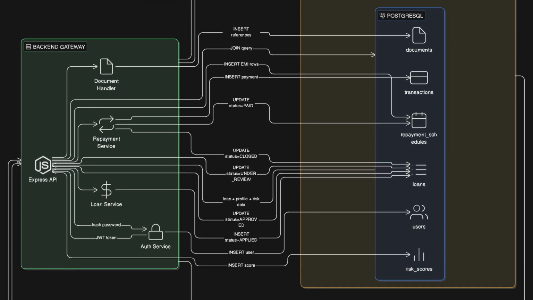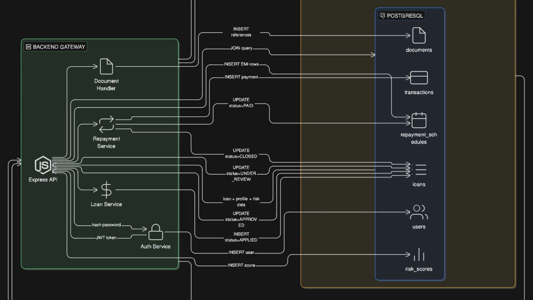First, the auth service hashes the password, generates a JWT token, and inserts the user into the users PostgreSQL table. Next, the document handler logs the file references in the documents table and streams a multi-part form data payload directly to our isolated Python AI risk engine.